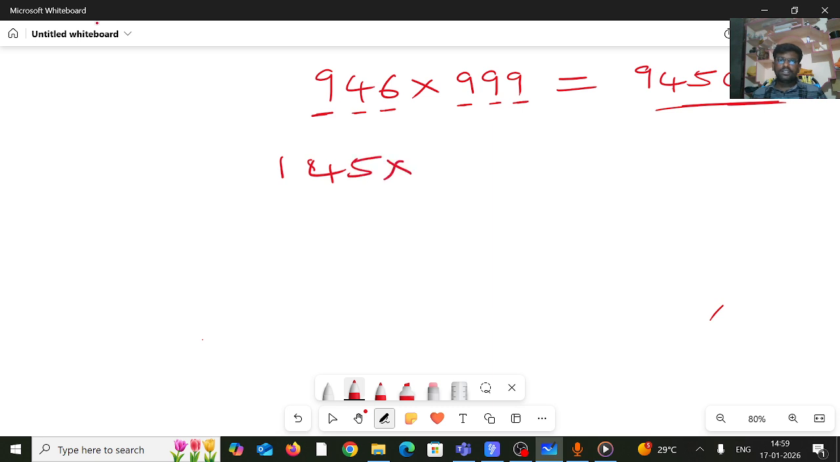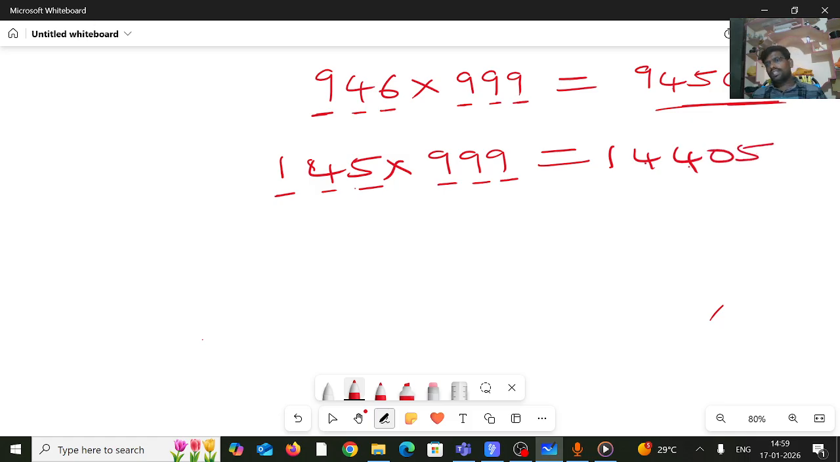145 multiplied by 999. Same here. What is the first step? The number of digits here is the same, 1 2 3 and 1 2 3. What is the second step? We have to write down the number which is 1 less than the first number, 144. And the third step, we have to subtract each digit from 9. 9 minus 1, 8. 9 minus 4, 5. 9 minus 4, 5. Clear, this is our answer.